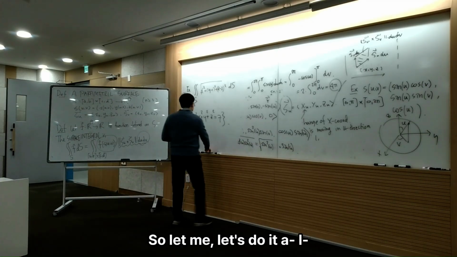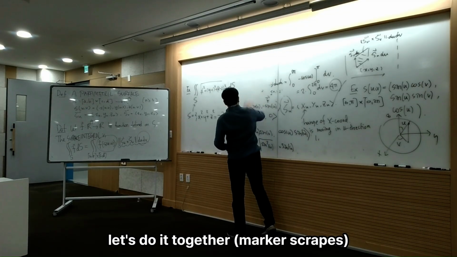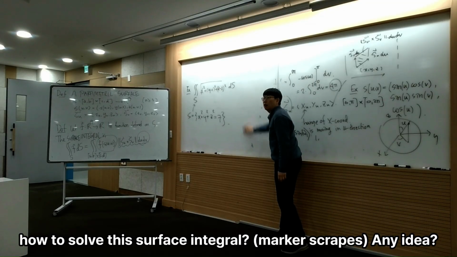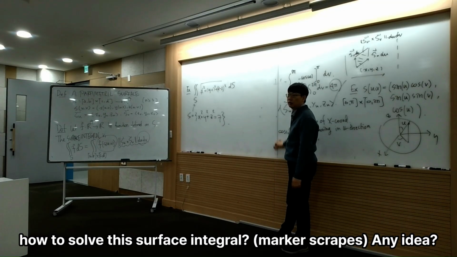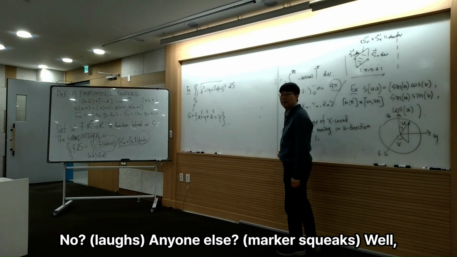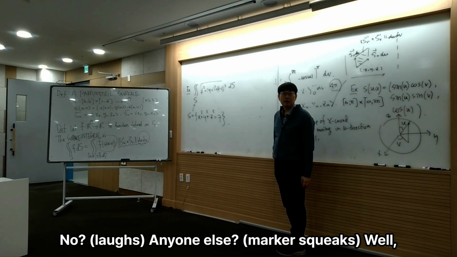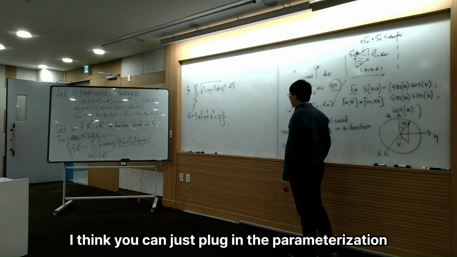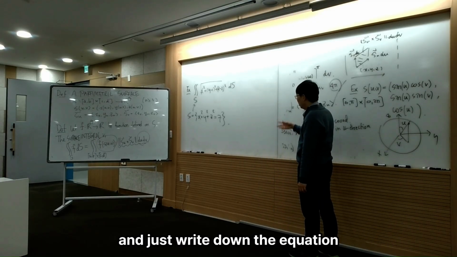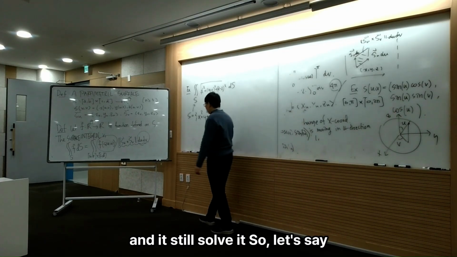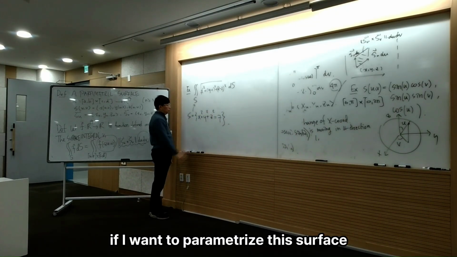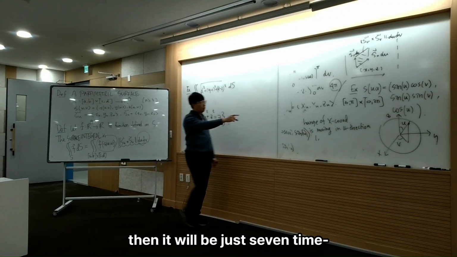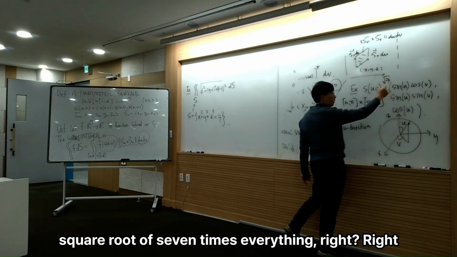Sorry about that. Let's do it together. Has anyone thought about this? How to solve this surface integral? Any idea? No? Anyone else? Well, I think you can just plug in the parameterization and write down the equation and it will still solve it. Let's say if I want to parameterize this surface with the radius square root of 7, then it will be just square root of 7 times everything, right?